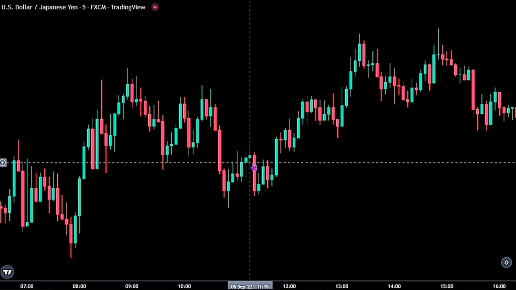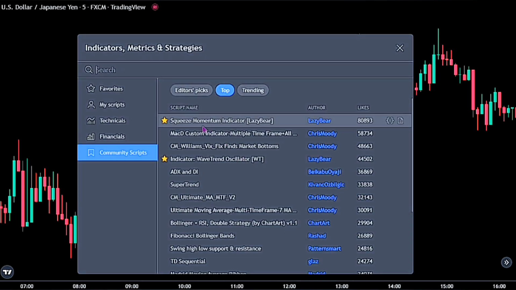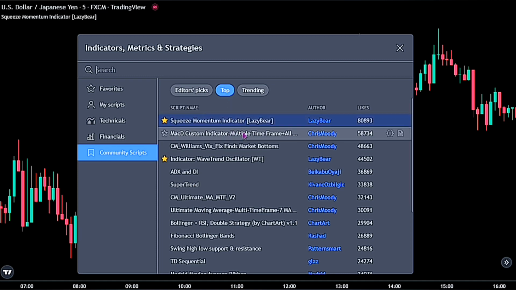To give the best possible entry with a low risk high reward win ratio, this strategy was tested on different major pairs and it yielded a good return rate. So let's quickly add the indicators to our chart. For the indicators, bring up your indicator panel, click on Community Script, make sure it's on top indicators, then add these first 2 indicators by Lazy Bear and Chris Moody.